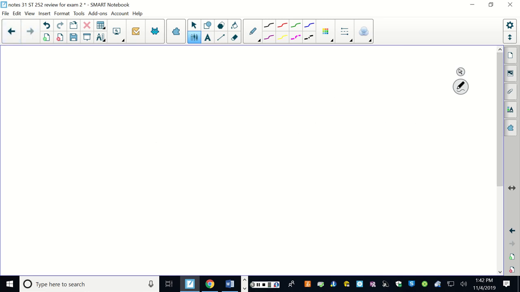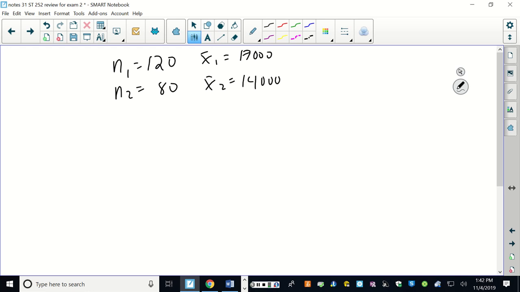Okay, just slow. So if I told you that the first group is 120 and the second group is 80, and the average for the first group is 17,000 and the average for the second group is 14,000, and the standard deviation for the first one is 5,700 and the standard deviation for the second one is 5,800, we could say, make a 95% confidence interval for the difference in averages.